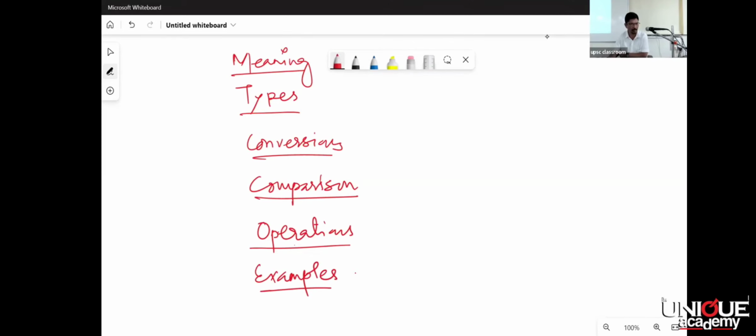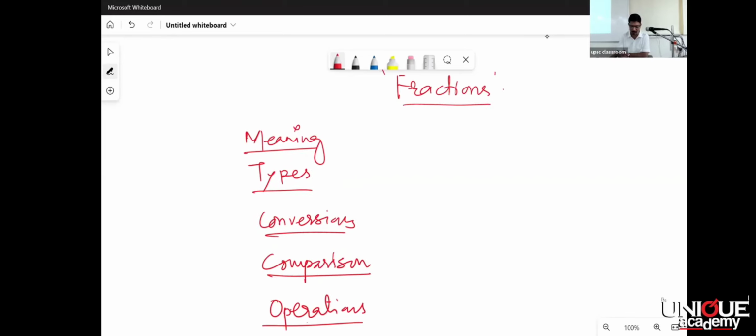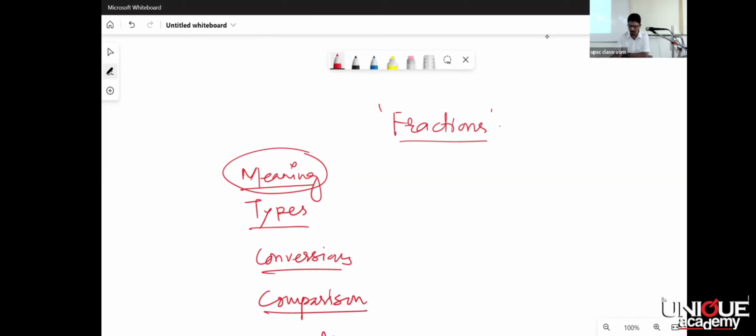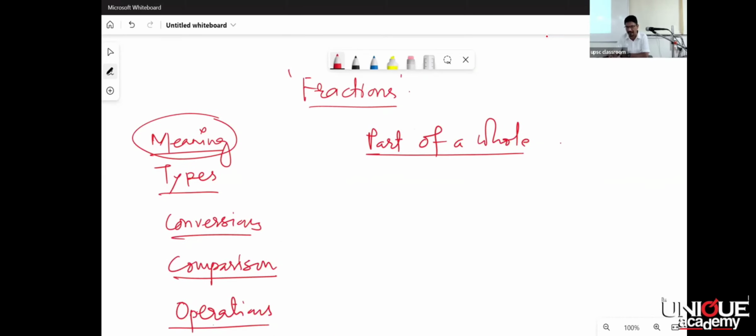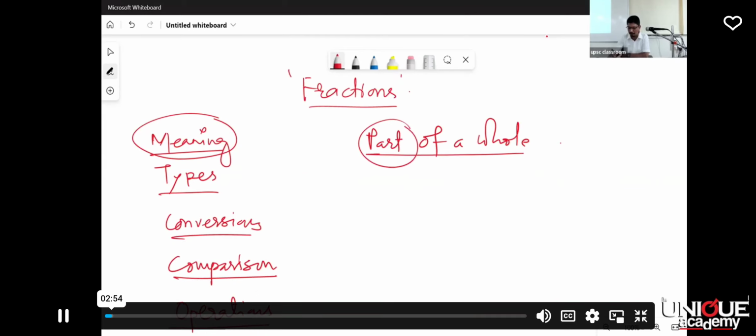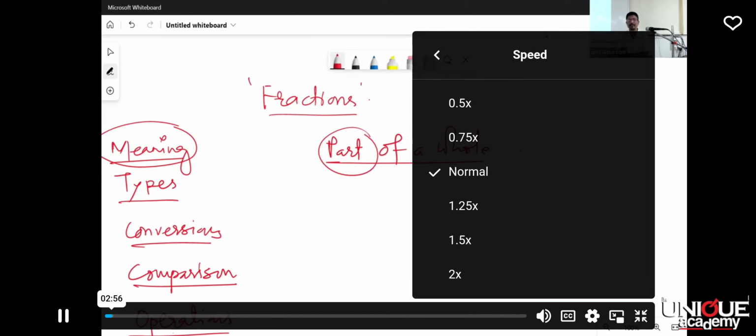So first of all, let us know the meaning of the word fraction. What do you mean by fraction? Generally, we know it is part of a whole, means whatever group we have, a number of items, out of which if we are taking some of those, then that is nothing but part of a whole. So for example, in this class, suppose there are 200 students.